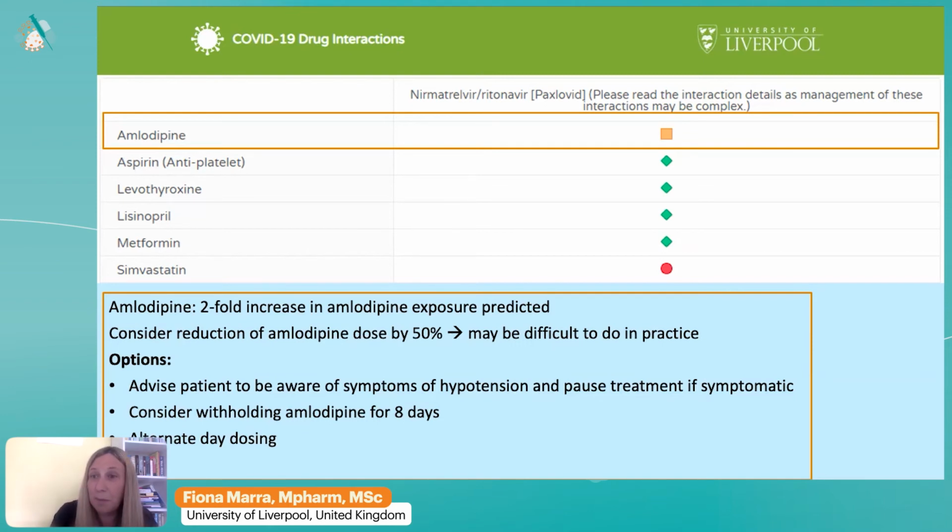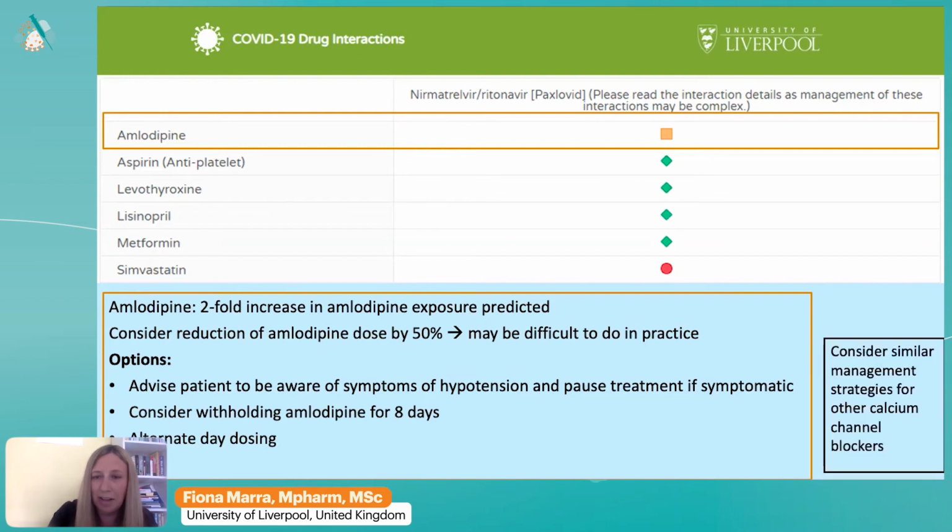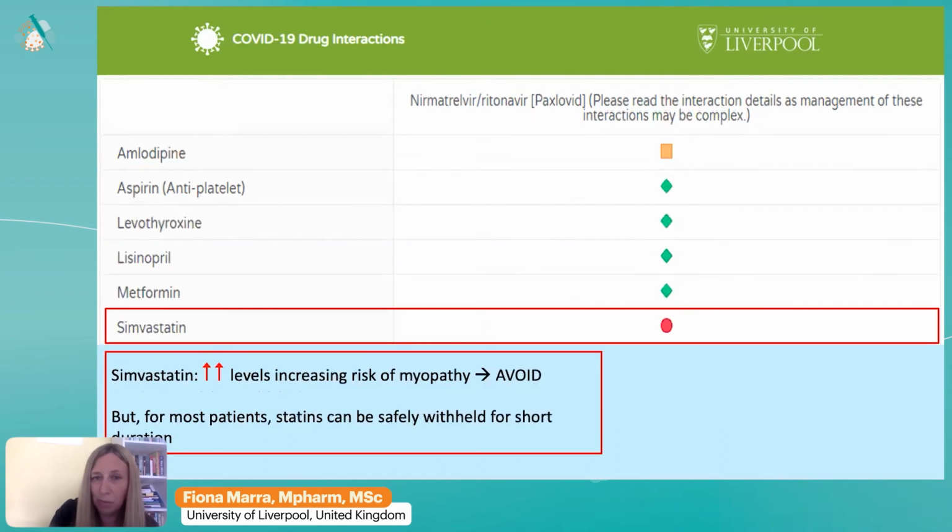We can consider a 50% dose reduction. So if our patient's on 10 milligrams of amlodipine, perhaps we could give them 5 milligrams. But if that's too difficult in practice, then we can advise the patient to be aware of symptoms of hypotension and carry on as normal. If they do feel they're getting a bit dizzy, then they can stop their treatment while they're on the Paxlovid. They could just withhold it for the whole 8 days if that's easier for them to understand and restart it, or they could consider alternate day dosing. So there's lots of ways to manage this interaction, and these are similar management strategies for all calcium channel blockers.